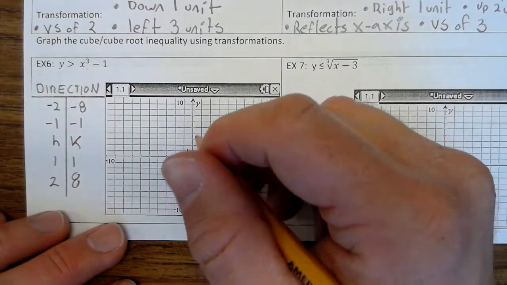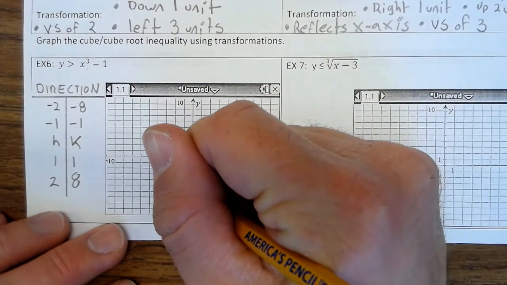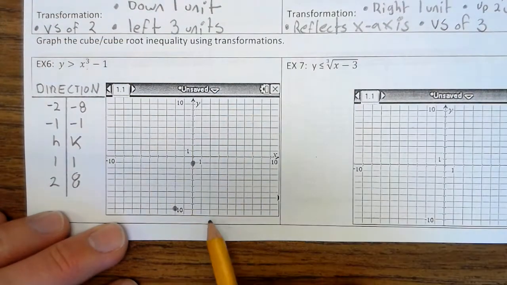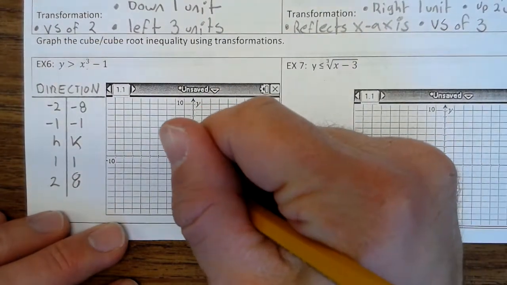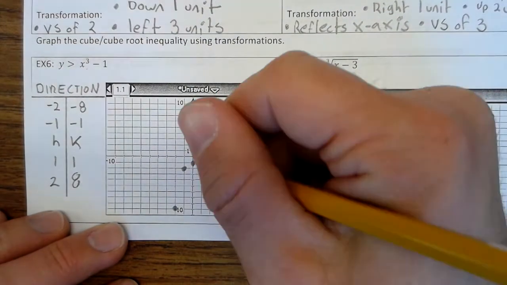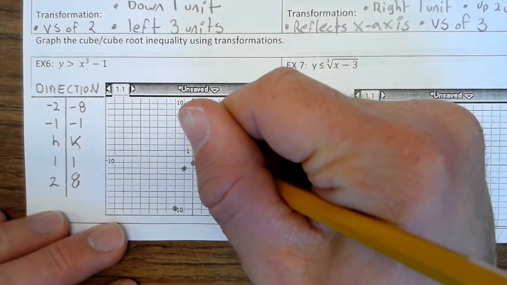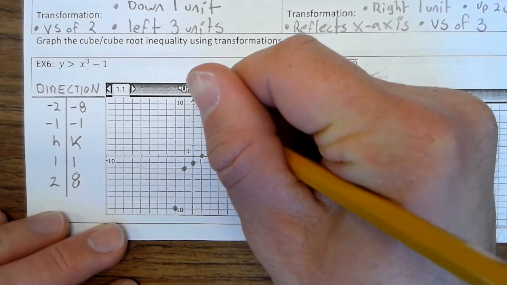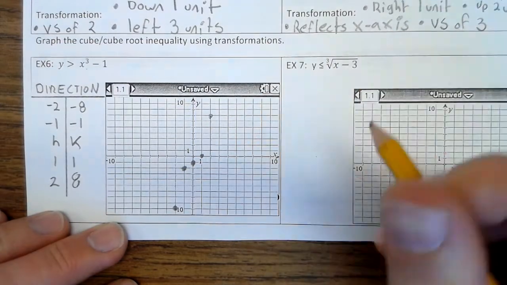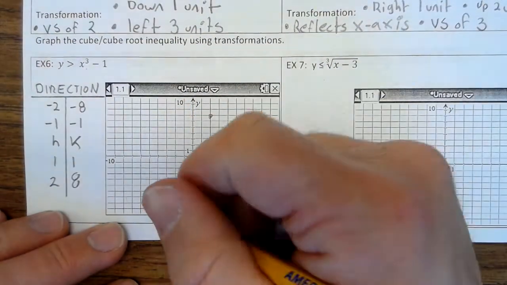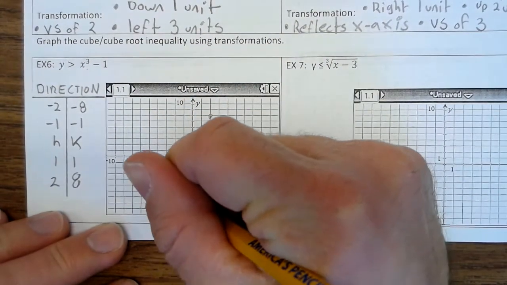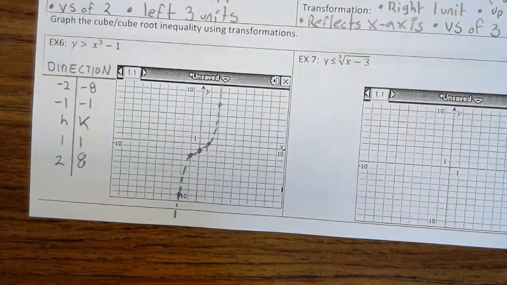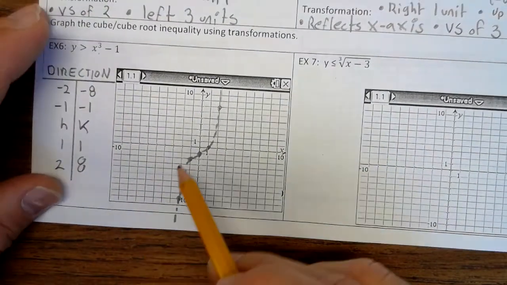So we go to the left 2, down 1, 2, 3, 4, 5, 6, 7, 8. Left 1, down 1. To the right 1, up 1. To the right 2, up 1, 2, 3, 4, 5, 6, 7, 8. No line underneath, it's a dashed line. And since it's greater than, we shade above.